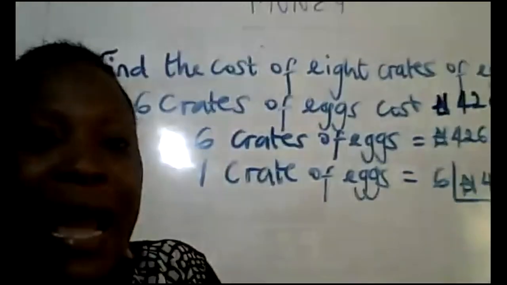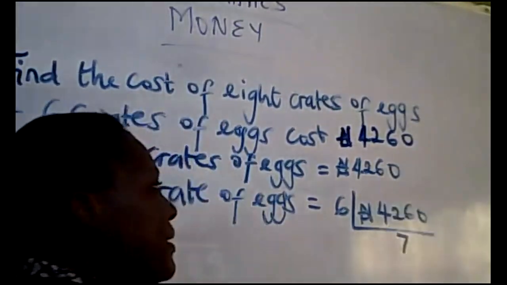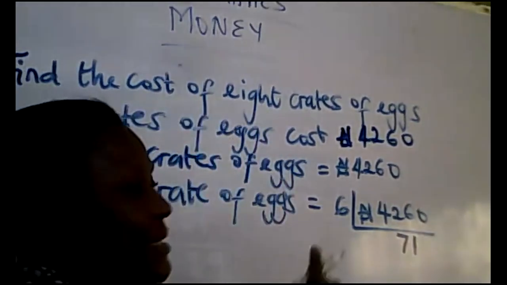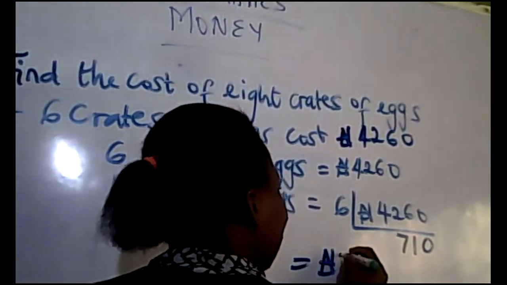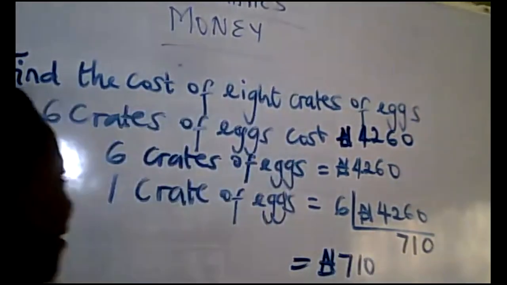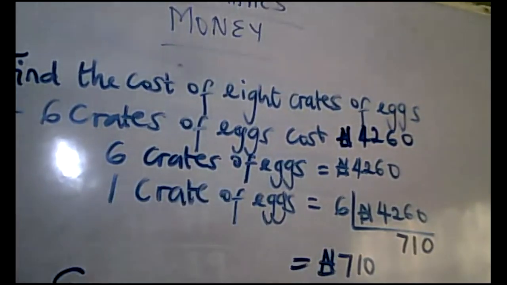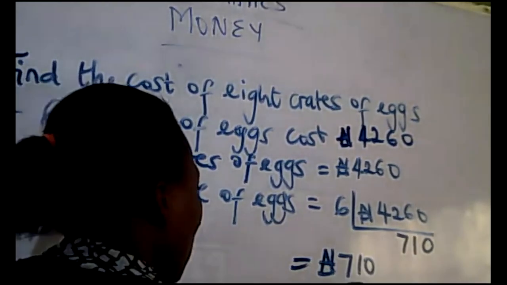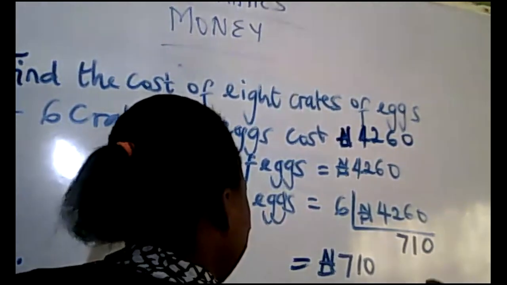Oh, 7 times. How many times will I see 6 in 6? 1. How many times will I see 6 in 0? 0. So the answer is 710 naira. If 1 crate will now cost 710 naira, so therefore 8 crates of eggs equals 710 naira times 8.